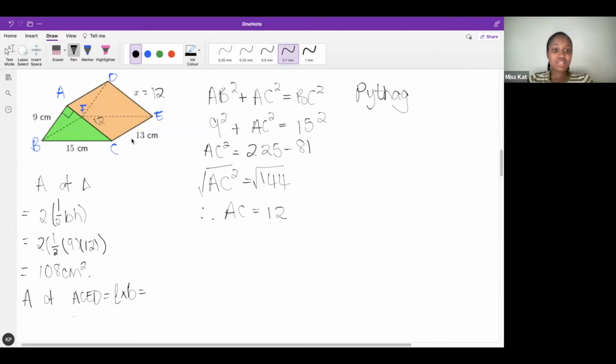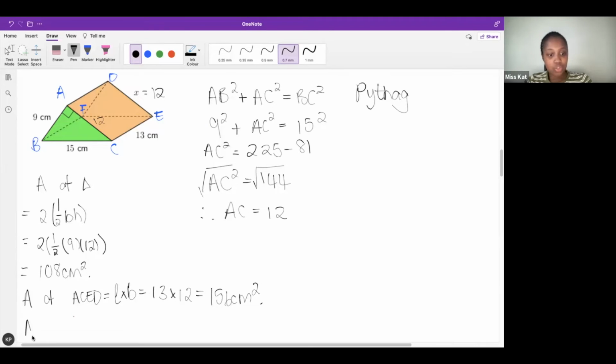My length is 13 and my breadth is 12. Brilliant. So it's 13 times 12. So what's my area? 156 centimeters squared. Beautiful. Now we're going to do the one at the bottom, which is BCEF.